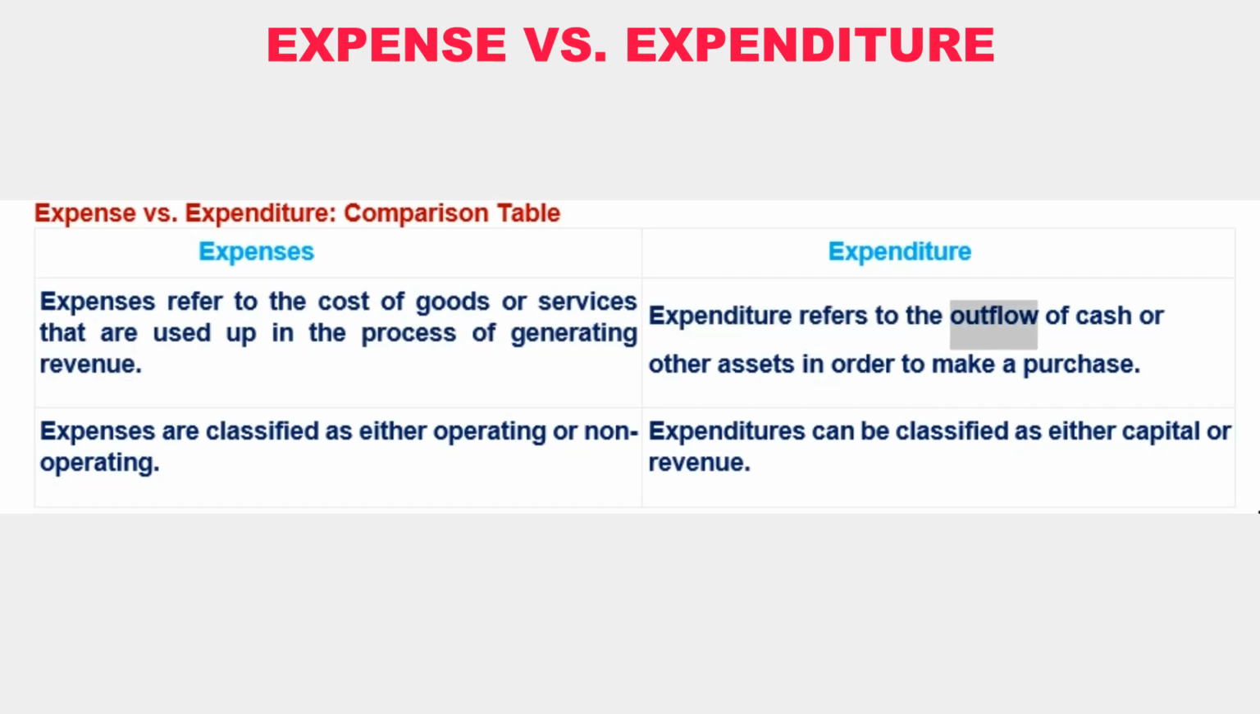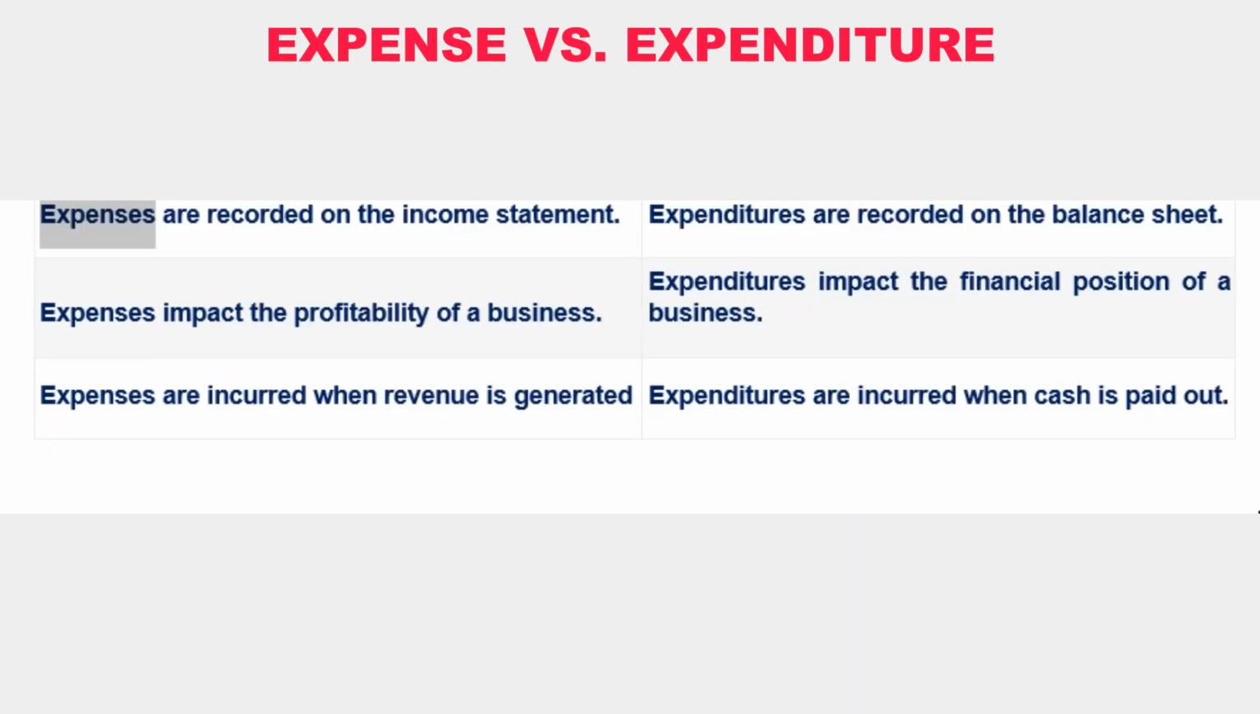Expenditure refers to the outflow of cash or other assets in order to make a purchase. Expenses are classified as either operating or non-operating. Expenditures can be classified as either capital or revenue. Expenses are recorded on the income statement. Expenditures are recorded on the balance sheet.